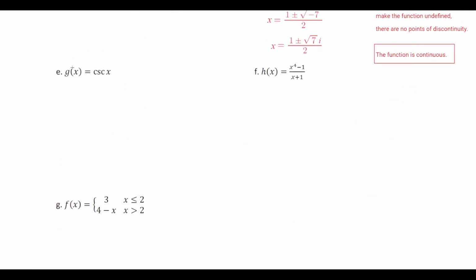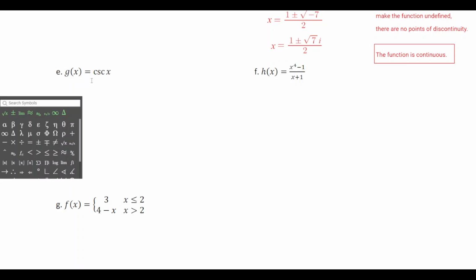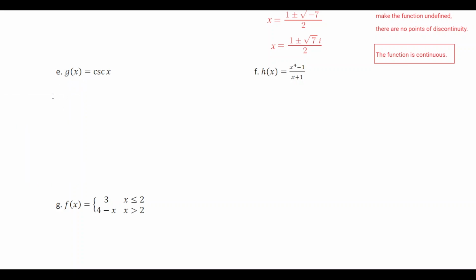Letter E. This is just our parent cosecant function. Feel free to throw this into the calculator as well. Another way to think about this, if you forget where the cosecant values are, is to rewrite this as its reciprocal, 1 over sine x. And so you can think about what values are going to make the denominator 0. In other words, when does sine of x equal 0?